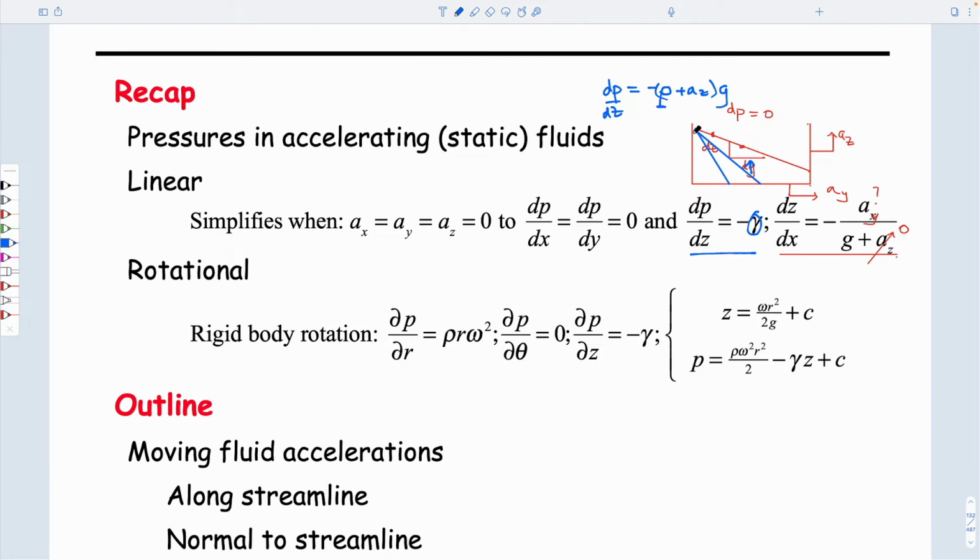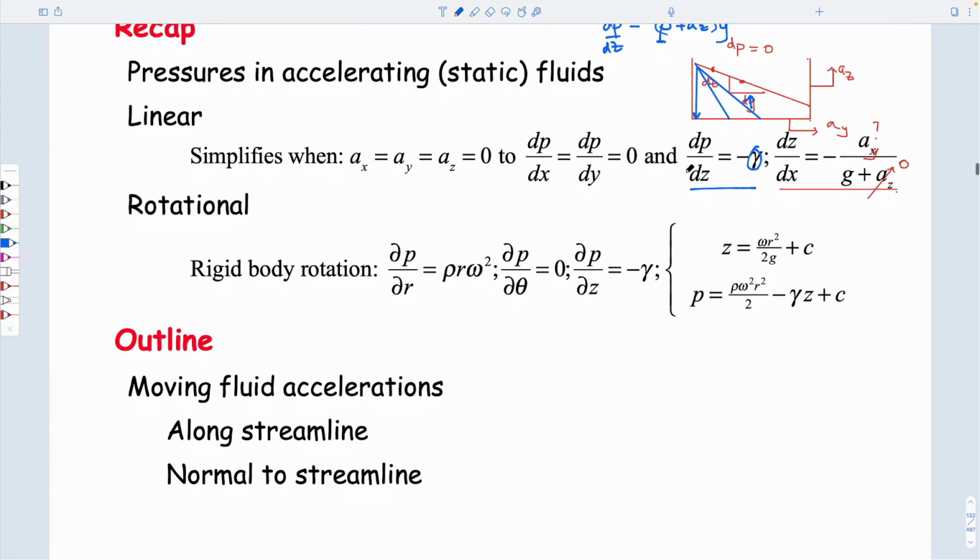And if we're dropping down the elevator shaft at gravitational acceleration, so in other words, if the acceleration in the z direction was equal to gravity, which is minus g, because we're going in the opposite direction, then this term would be equal to 0, and this would just be a straight line, and it would be weightless. So we talked about that last time.